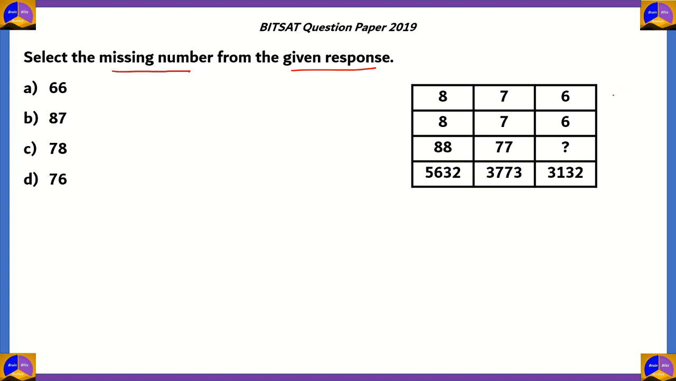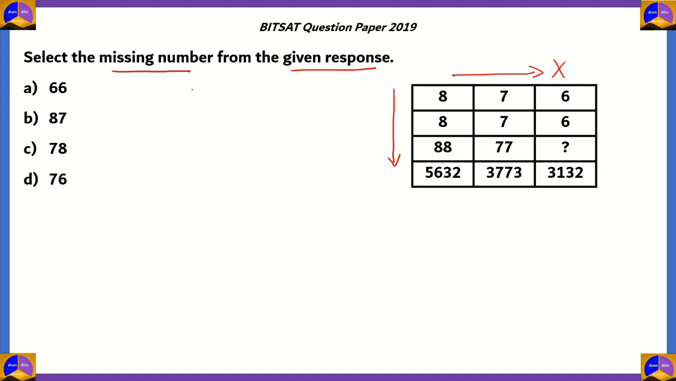Now, let's look at relations across this table. So let's look at horizontal relations and vertical relations. Now, there is no operation between 8 and 7 that gives us the number 6. So that means there is no horizontal relation. Let's try out vertical relations. So it's 8, 8, 88, and 5, 6, 3, 2.